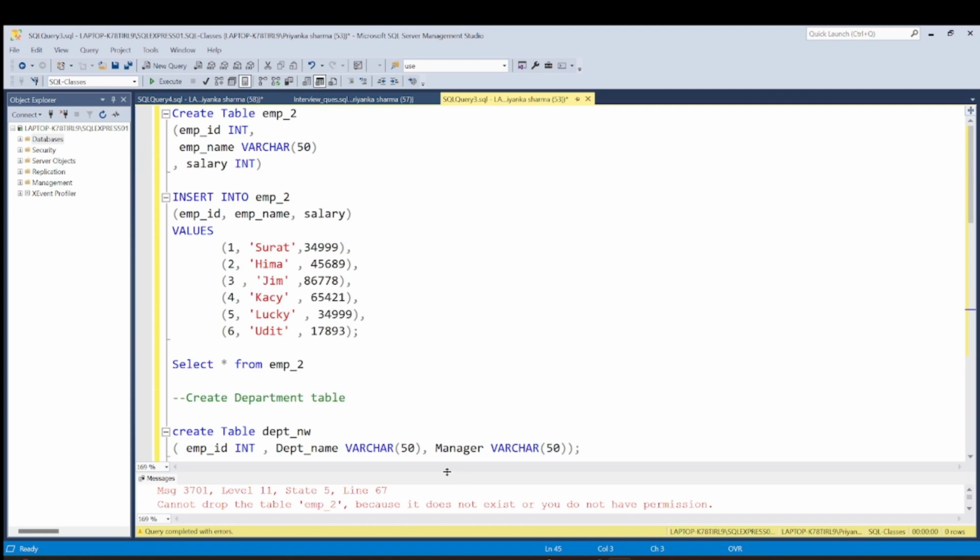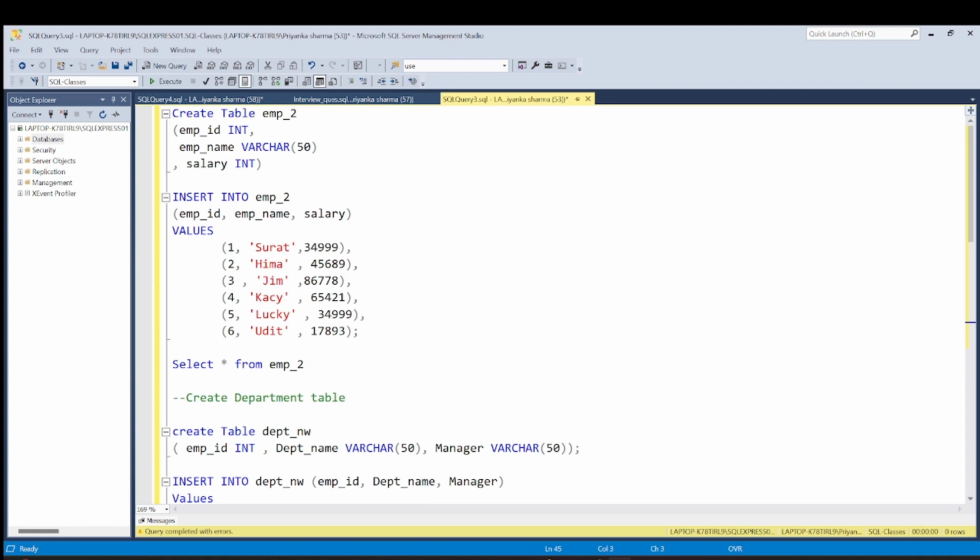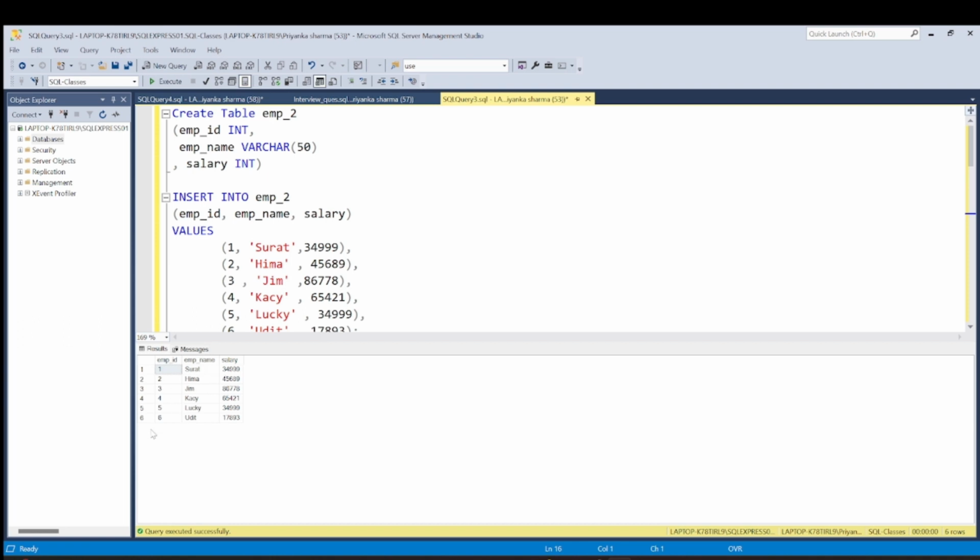So I will not show you this here. Okay, so I created a table which is employee 2. In the previous series also we created a table, that's why I have not created it again, but just to give you information on how this table looks. What I have done is taken employee ID, employee name, and salary, and entered 6 values. Okay, created a table and inserted values in this table.